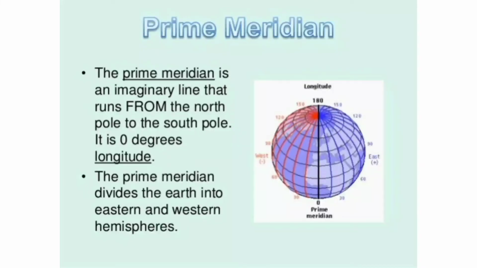Prime meridian. The prime meridian is an imaginary line that runs from the North Pole to the South Pole. It is 0 degree longitude. The prime meridian divides the earth into eastern and western hemisphere.